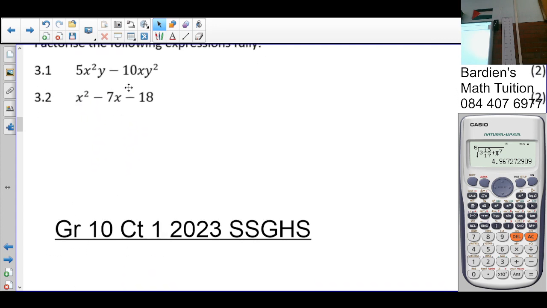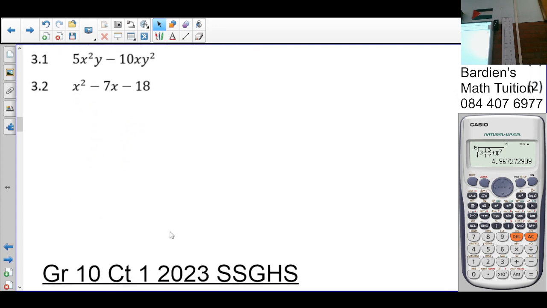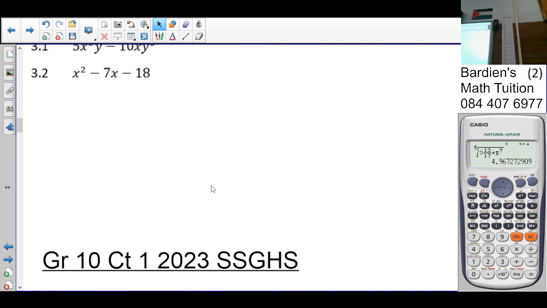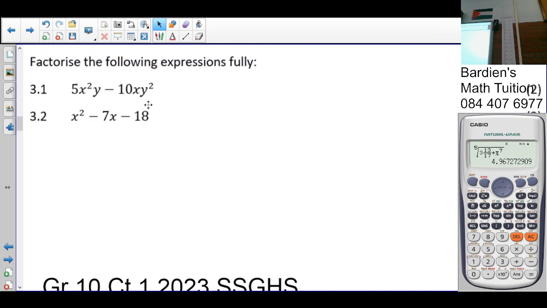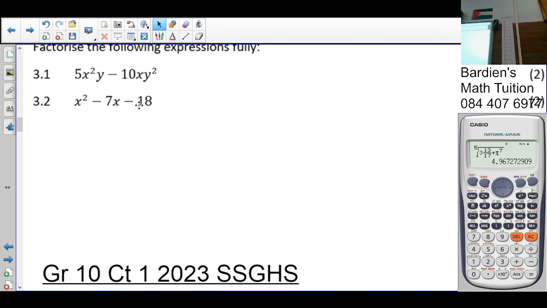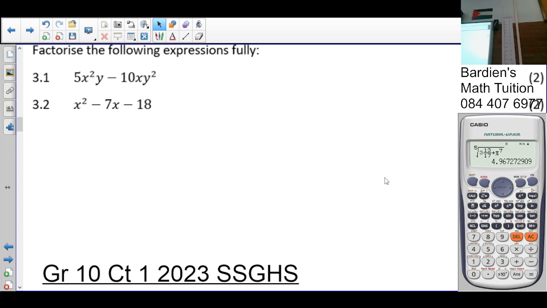Alright, the next one is 3.1. We are asked to factorize the following expressions fully. Okay, so if you're looking at 3.1, what is common here? 5xy. So what are we left with? x minus 2y. And we can check it by multiplying it out. 5xy times x is 5x squared y. 5xy times negative 2y is negative 10x y squared.